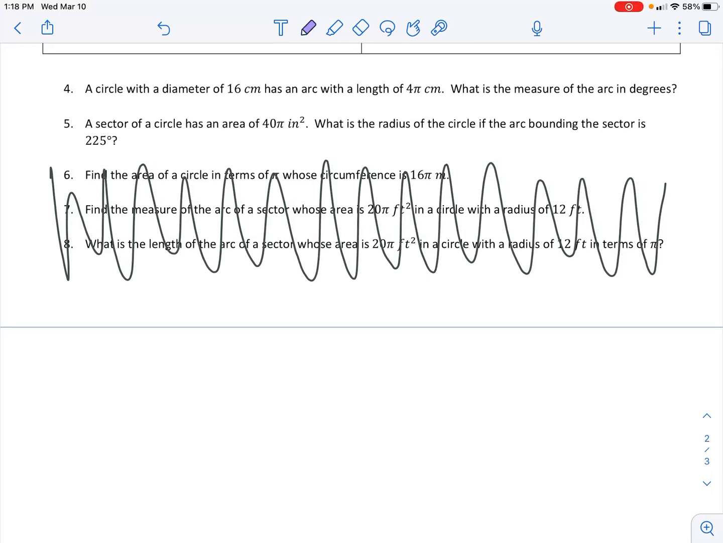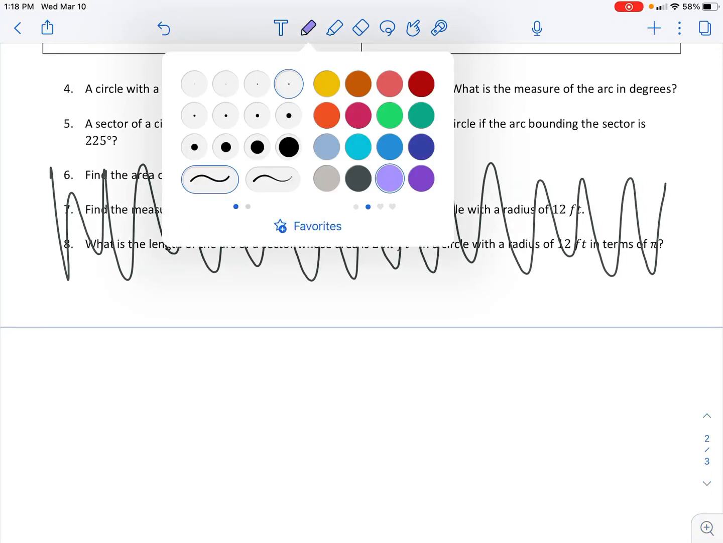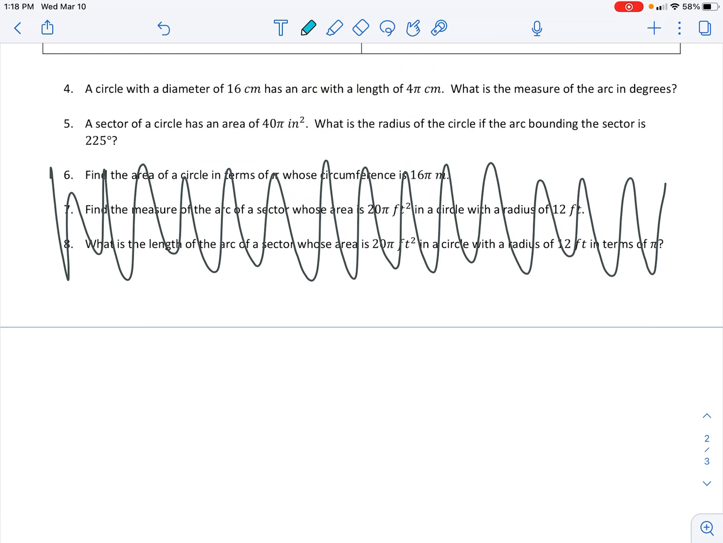Okay, so this is the review for quiz 1 of unit 6A. I'm going to go over numbers 4 and 5 from the review. Number 4, we are going to be working backwards on these.